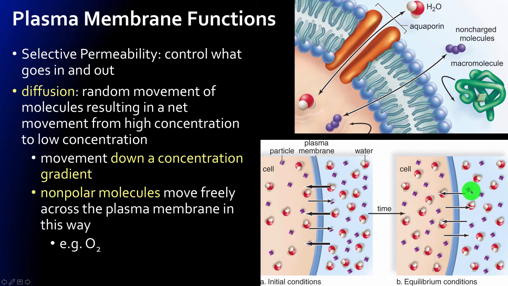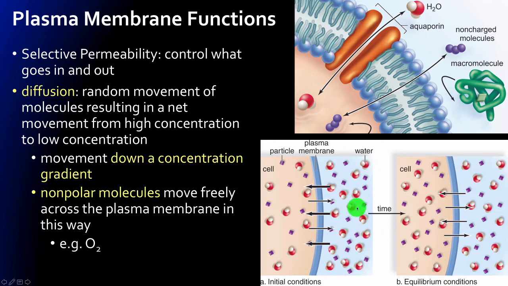So that equilibrium condition is going to mean that now we've got water and purple particles evenly distributed on both sides of this membrane. Now, this idea of becoming equally distributed really does depend a great deal on whether things can or cannot cross the membrane, so that's something we want to keep in mind. So to sum up diffusion, molecules move down a concentration gradient.